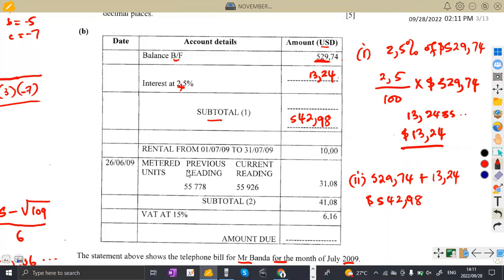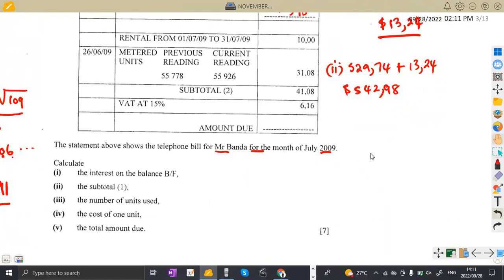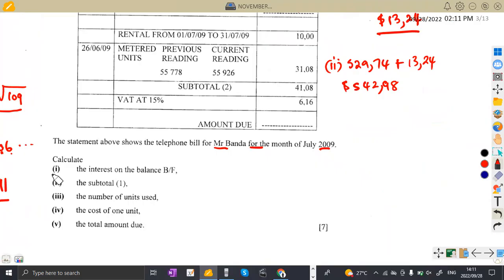Then we have got the rental from 01/07/09 to 31/07, whatever, $10. Then the metered units, the previous reading, the current reading. Take note of what you're given. So the question now is to calculate item 3, the number of units used. So guys, this is direct. We can check here how many units we had in the previous month. The previous month, we had these units. Now, currently, these are the units that we have.